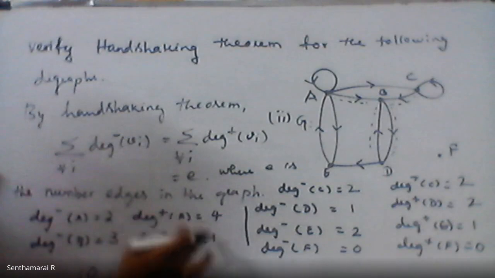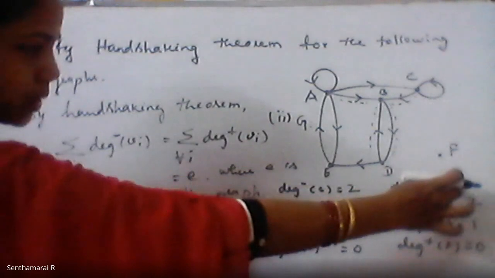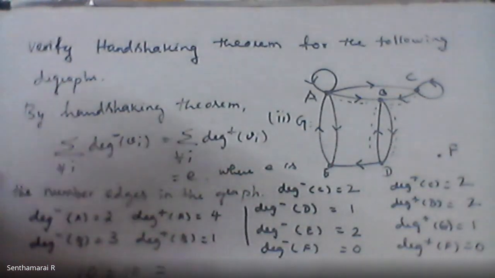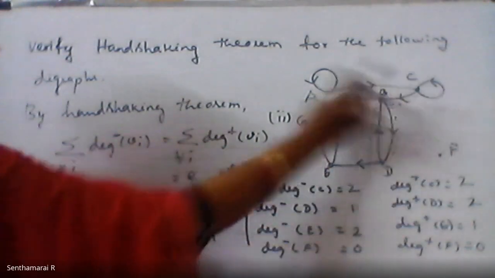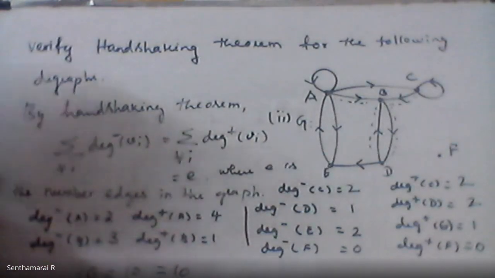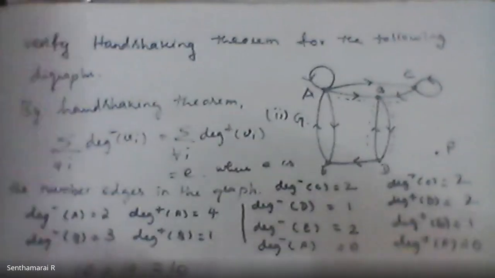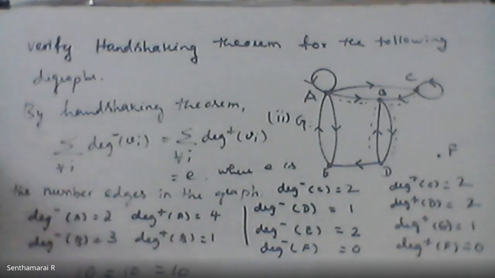What happens in out degree? 4, 4 plus 1, 5, 5 plus 2, 7, 7 plus 2, 9, 9 plus 1, 10. How many edges do we have? 1, 2, 3, 4, 5, 6, 7, 8, 9, 10. Therefore, the handshaking theorem is verified for the directed graph. You understood this concept? Can you do it like this in the first problem yourself?